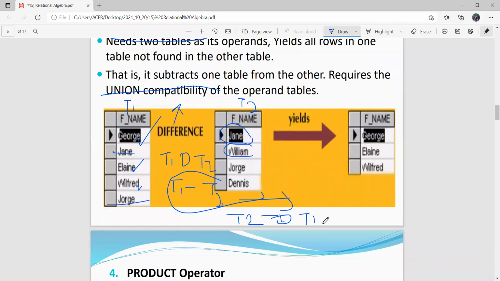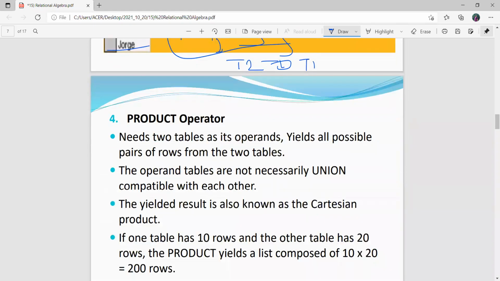William and Dennis. Sorry, I can't hear you clearly. William and who is the other guy? William and Dennis. Dennis, yeah. These two rows are available in this one. So William and Dennis is the output of T2 difference T1. Okay, then let's move into product.